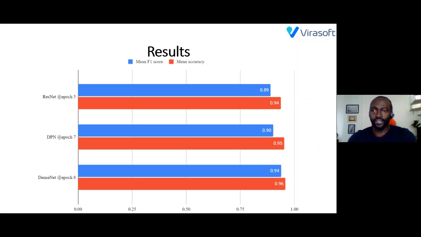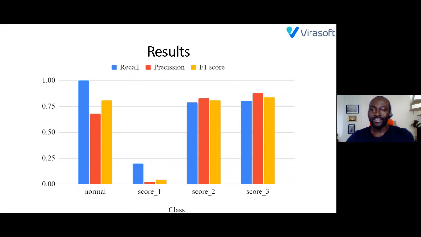More results here, just to show the numbers for F1 score. It's important to look at the F1 score, especially in an unbalanced data set scenario. So again, we see the DenseNet performing better with a mean accuracy of 96% and an F1 score of 94%. Again, all the networks are not bad, but for our application, we need to really optimize it as much as we can.